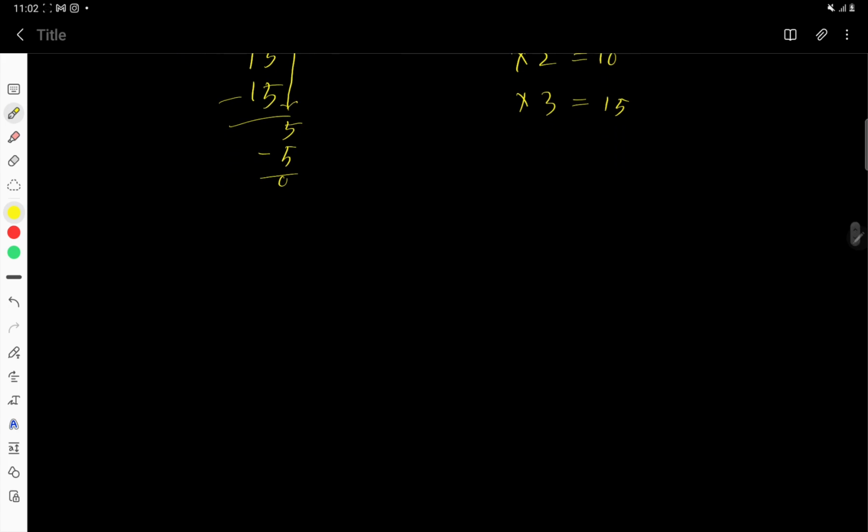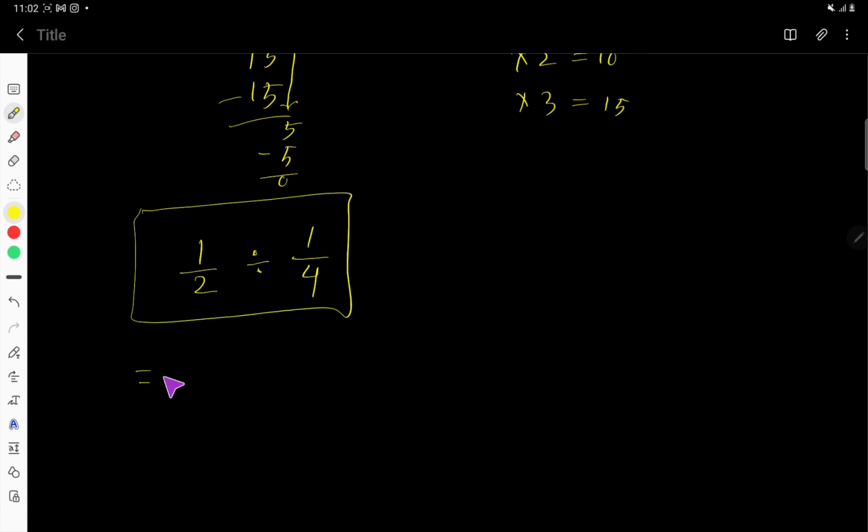Now let me show you the division process of fractions. So how to divide this fraction by this fraction? We are going to divide two fractions. So in this case, you have to follow the keep, change and flip method. Keep the first fraction, then change the division sign to a multiplication sign, then flip the second fraction, that is 4 by 1. Just change the position of numerator and denominator.